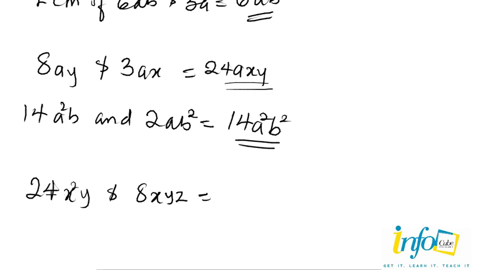First of all, 24 and 8. The LCM of 24 and 8 is what? Is 24. Good. Now the next thing is for the letters. I have x square, I have x. So what will I choose? I will choose x square because x square has the highest power. Then I will pick y and then my z. So this becomes your LCM. Good. Now let's advance further.